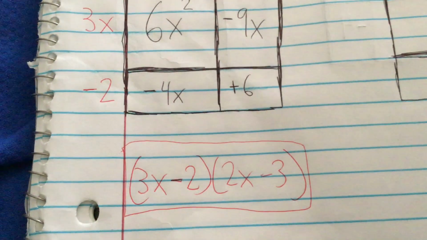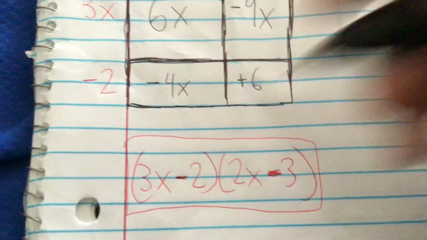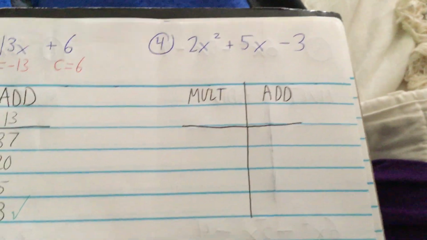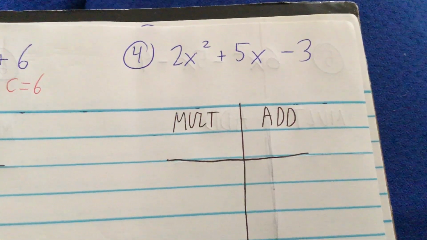Okay. I'll make that a little bit darker so that you can see. Okay. See if you can do this one, it's a little bit different. This is what I meant by this is a little different. Okay. Factor 2x squared plus 5x minus 3.